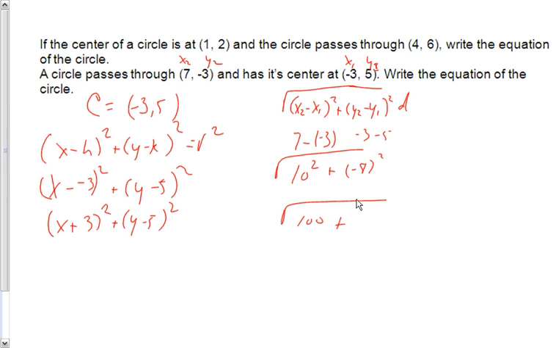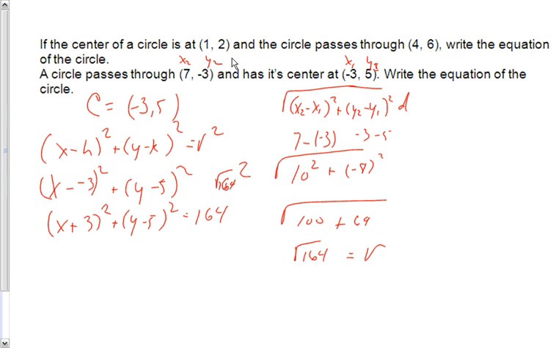Okay, 100 plus 8 times 8 is 64. The square root of 164. Okay, well that is the radius. Well, what's nice is it's r squared. Well, it's the square root of 164 squared. Oh, it just gets rid of the radical for us. That's the nice thing about this. It gets rid of the radical, so we don't have to do any simplification to it. If we broke this down, we'd have to undo it, actually.